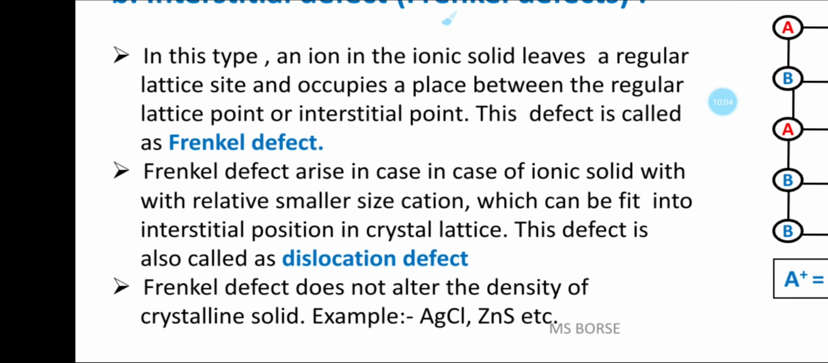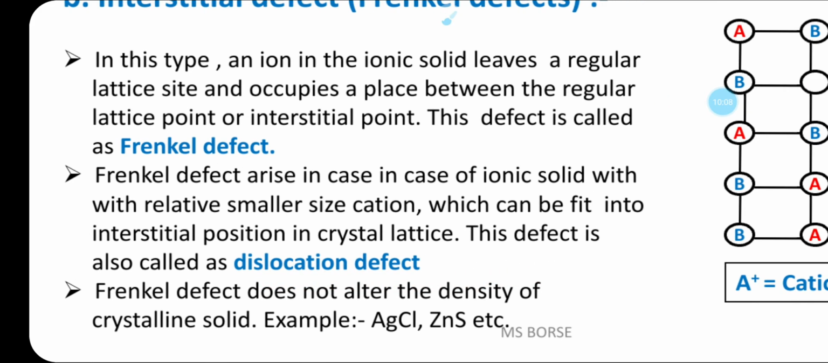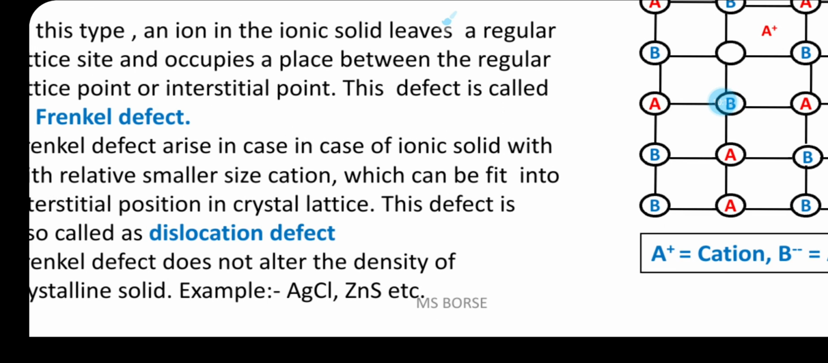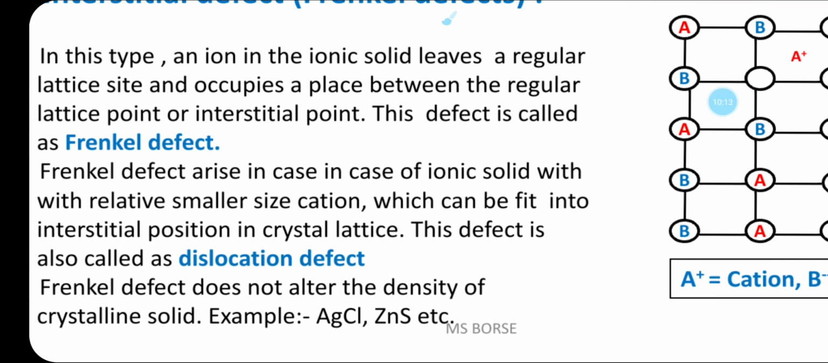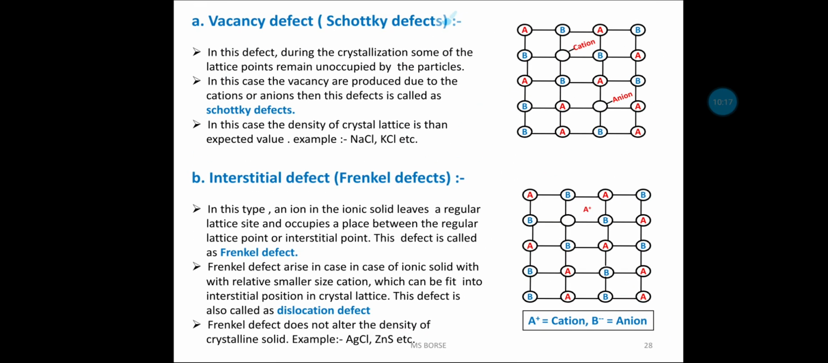The Frenkel defect does not alter the density of the crystalline solid because the number of anions and cations are the same, so density will not alter. For example, silver chloride, zinc sulfide, etc.